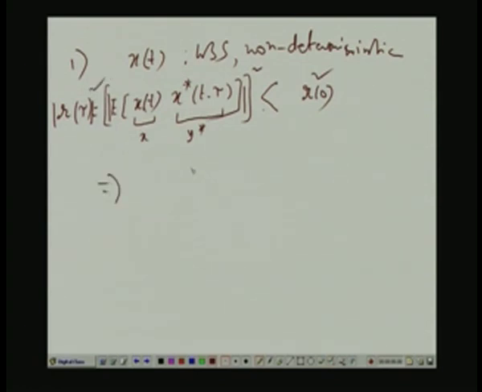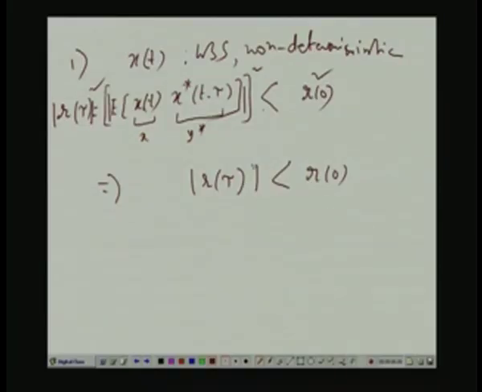So, mod of this, that means, to take the positive square root from both sides. So, that means for any non-deterministic wide-sense stationary random process, you have the maximum value of the autocorrelation at lag 0. For any non-zero lag tau, the correlation value has a magnitude that is less than r naught. Okay, that follows from here.